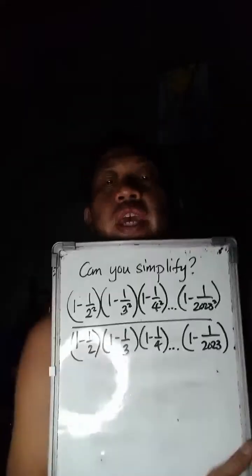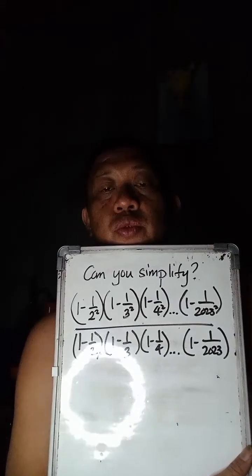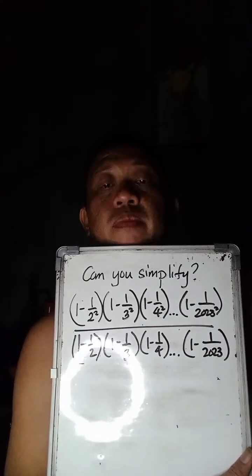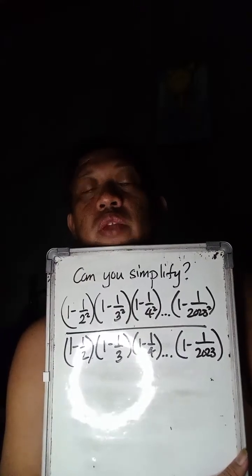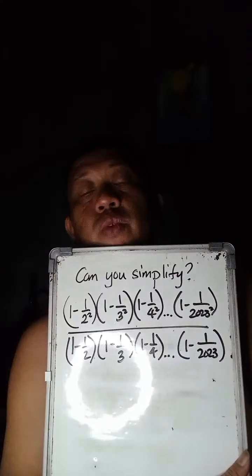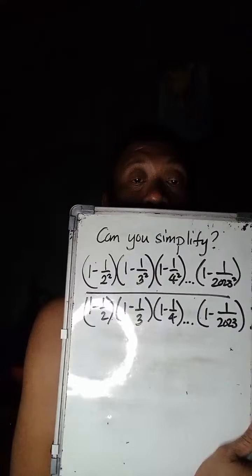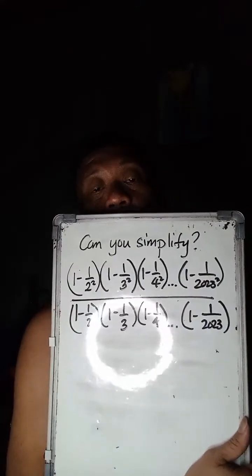Okay, to give you an example, here is one of the questions. Can you simplify: you have 1 minus 1 over 2 squared, 1 minus 1 over 3 squared, 1 minus 1 over 4 squared, up to 1 minus 1 over 2023 squared, all over 1 minus 1 half, 1 minus 1 third, 1 minus 1 fourth, up to 1 minus 1 over 2023.